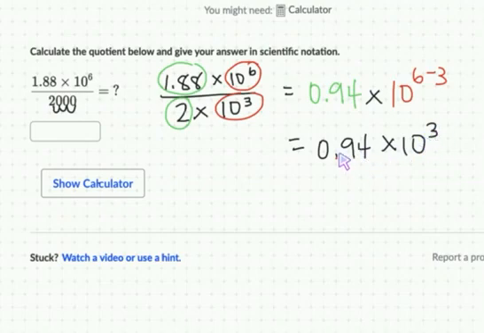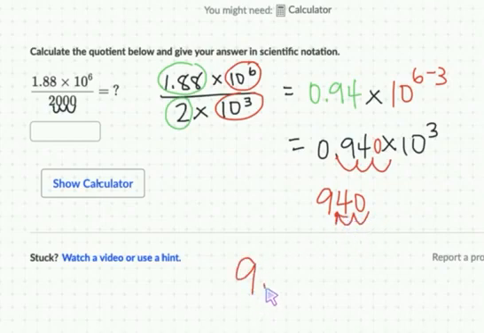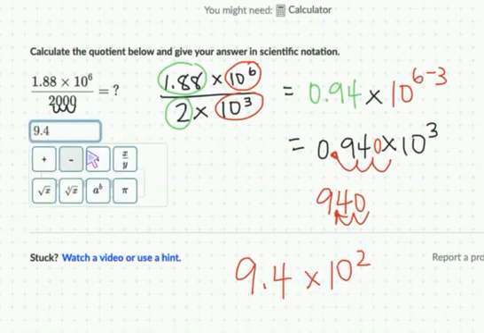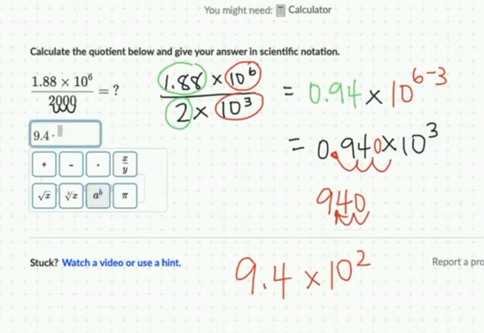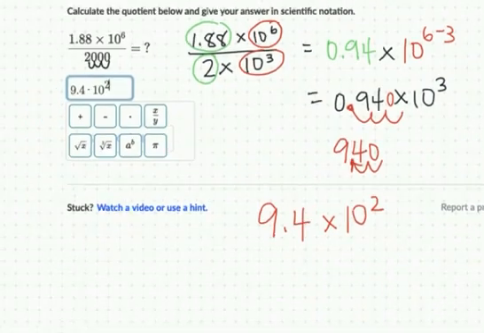Normally we would move this over 3 spots. 1, 2, 3. This answer is supposed to be 940. So if we were to move it so that it's here, we would move it over 2 spots. So this answer is 9.4 times 10 to the 2nd power. Okay, 3 spots over would leave it here. We want to move it just between 9 and 4. So that's only 2 spots. This is 9.4 times 10 to the 2nd power. So that's the answer for this problem.